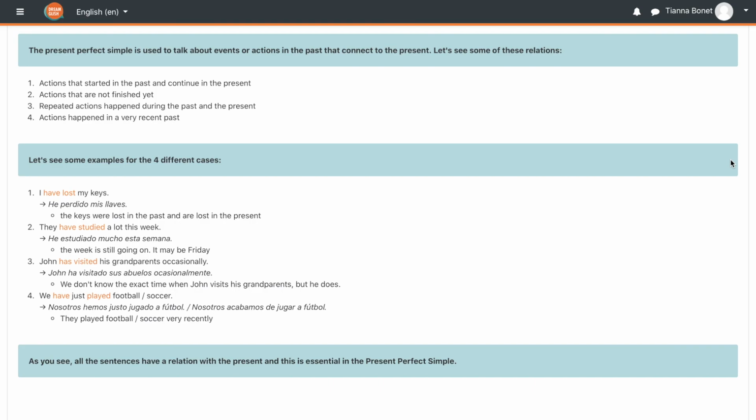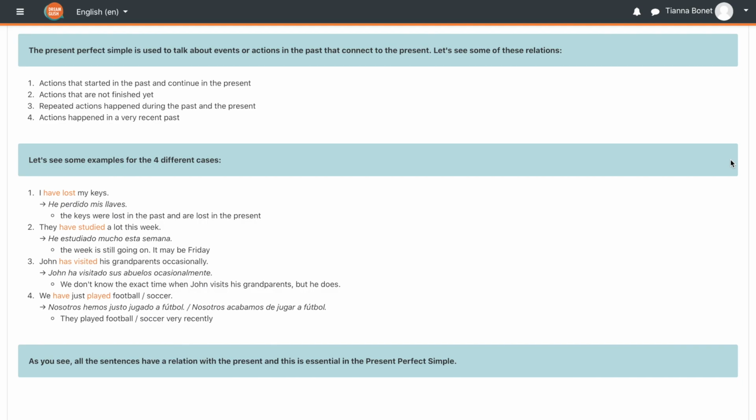Number 1, actions that started in the past and continue in the present. Number 2, actions that are not finished yet. 3, repeated actions that happened during the past and the present. 4, actions that happened in a very recent past. Let's see some examples of the 4 different cases.